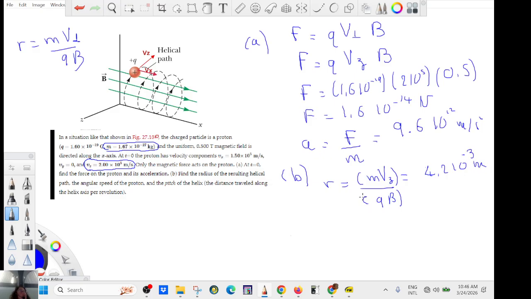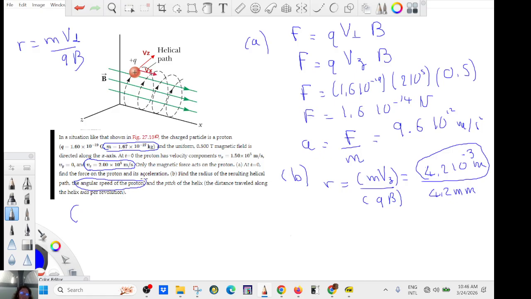So M is the mass, with the perpendicular component of velocity, divided by the charge and B. What do you get? Are you sure? Yeah, 4.2 times 10 to the negative 3, right? So make sure that you frame the denominator. If you don't frame the denominator, it's going to multiply by B. So do m times v divided by q divided by b. Otherwise that will be wrong. So 4.2 millimeters.